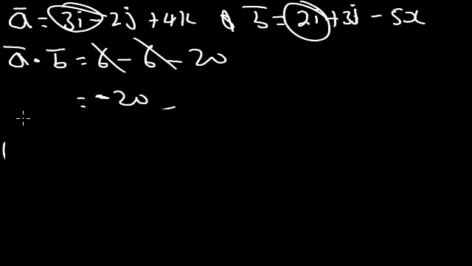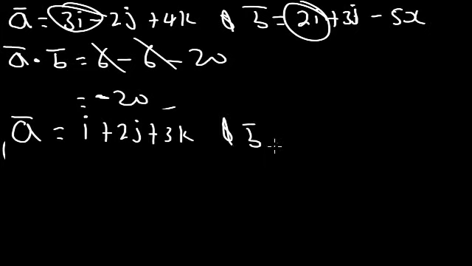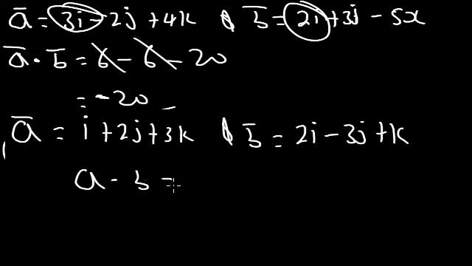Find the angle between the two vectors. A is defined as i plus 2j plus 3k, and B is defined as 2i minus 3j plus k. So how can we find the angle between them? That might take a little bit more time because we are still going to be using this formula.